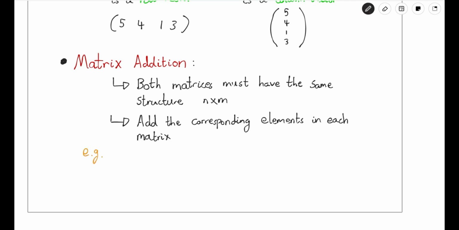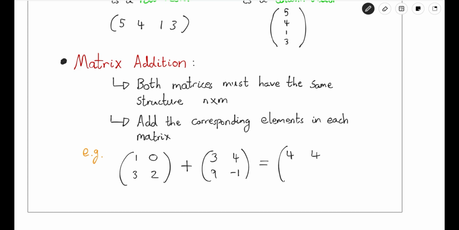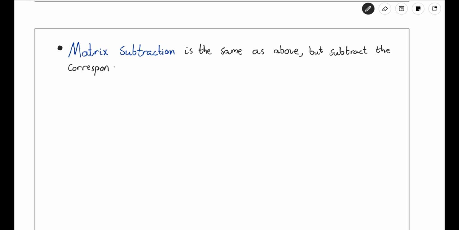For example, let's say that I have a 2 by 2 matrix, 1, 0, 3, 2, and another 2 by 2 matrix, 3, 4, 9, minus 1, and I want to add them together. Since they're both 2 by 2 matrices, I can add them together, and to work out the result, I just add the corresponding elements in each matrix. So I get 1 plus 3, which is 4, 0 plus 4, which is 4, 3 plus 9, which is 12, and 2 plus minus 1, which is 1. So that's matrix addition. Matrix subtraction is just the same as above, but you subtract the corresponding elements in each matrix instead of adding them.